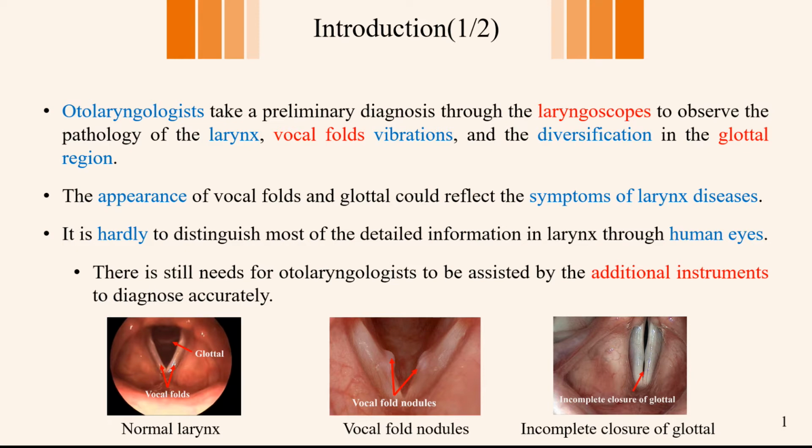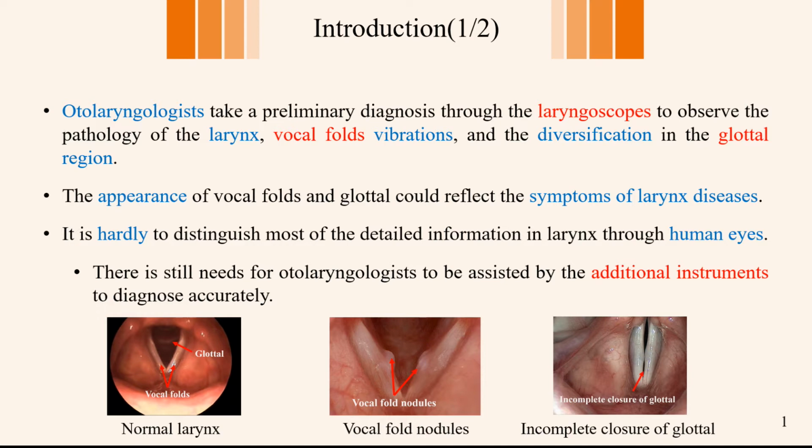Some vocal tissue conditions will be judged from the appearance of the vocal folds, such as nodules, laryngeal cancer, or glottal insufficiency, and so on. The vocal fold nodules and incomplete closure of the glottis are shown in the middle and right figures respectively. Also, the diversification in the glottal region represents the movement ability of the vocal fold tissues. For example, it can reflect the vocal conditions of the patient, or the glottal insufficiency caused by vocal fold paralysis.